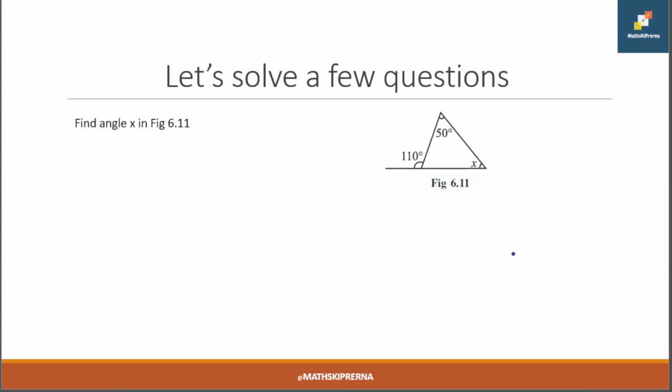So we've done a lot of theory, a lot of concepts. Let's do a few questions. Okay, so this is a question diagram where we have to find the value of x. Now, understand this angle 110 is basically the exterior angle. And as per the exterior angle property, we know it is equal to the sum of two non-adjacent interior angles.